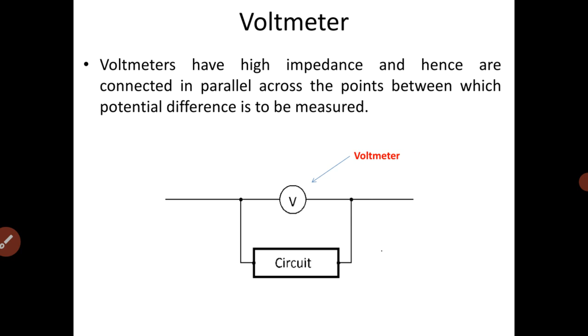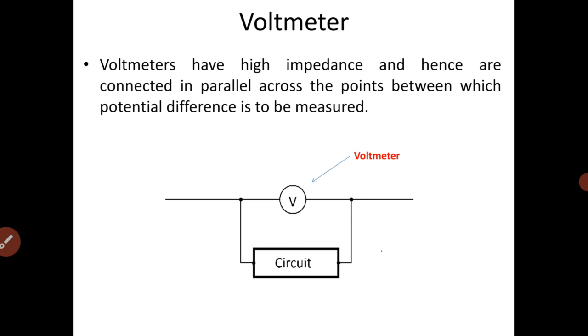Next, voltmeters have high impedance and hence are connected in parallel across the points between which the potential difference is to be measured. Okay, voltmeters have a high impedance, so they are always connected in parallel. Why are voltmeters always connected in parallel and ammeters always connected in series?